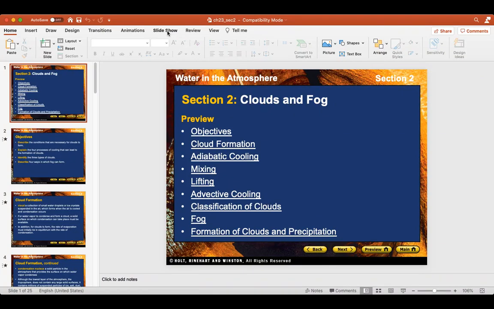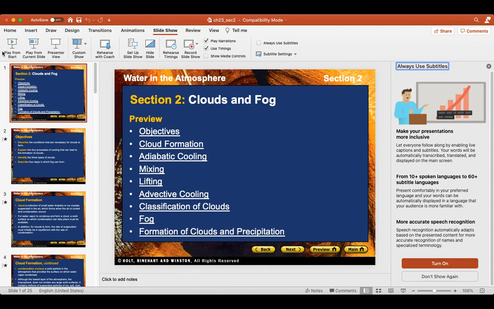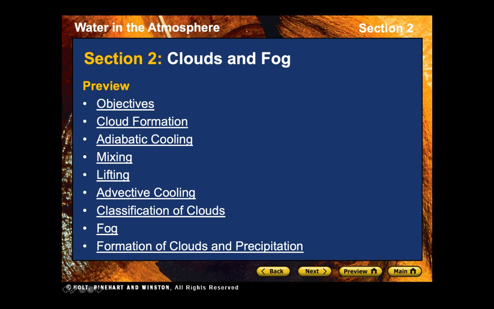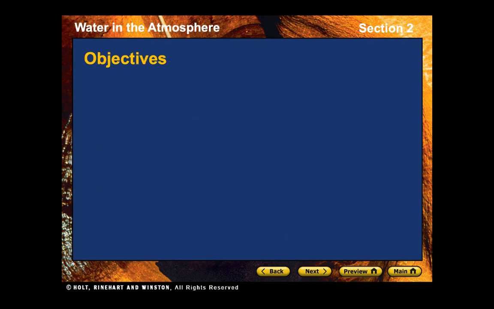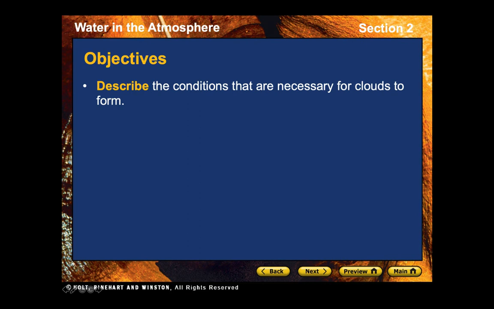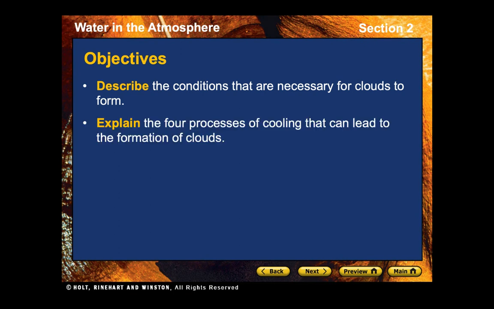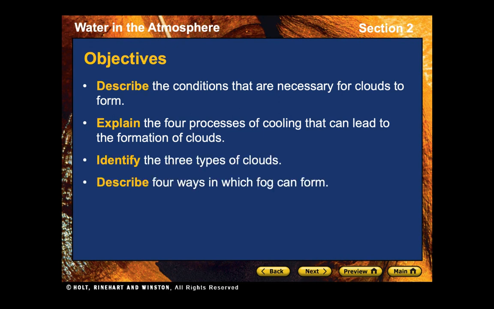So again, this is 23.2, the start of it. We're going to talk about clouds and fog. Clouds, something you're experiencing today, a little bit of fog, maybe tonight, maybe. We'll talk about how that whole thing works. So we'll start with the objectives. We're going to describe the conditions that are necessary for clouds to form, explain the four processes of cooling that can lead to the formation of clouds, and that will be this day. On Monday, we'll identify the three types of clouds, and then we'll describe four ways in which fog can form.